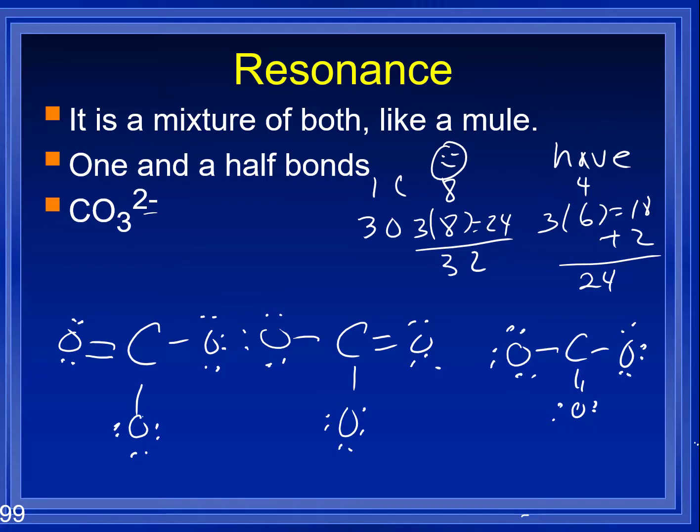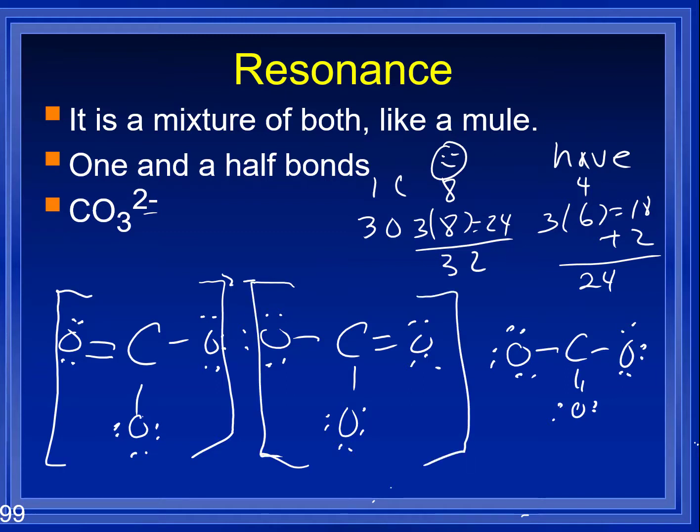Now, each of these has 2 extra electrons, and you can't tell where they're at, so you put brackets around each of them. And put a 2 minus up top to say they're all 2 negative. And then to say that they are resonance structures, you put double-headed arrows in between.